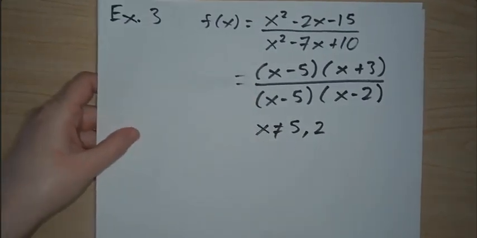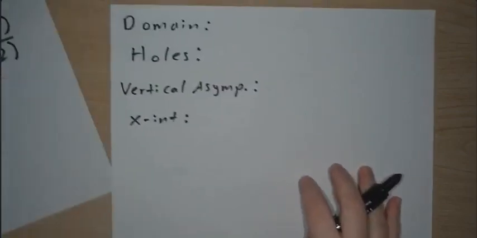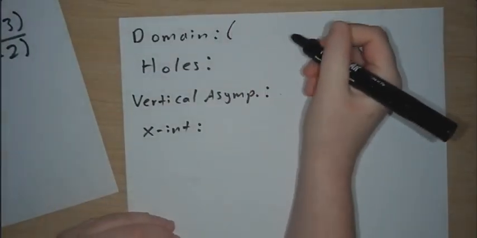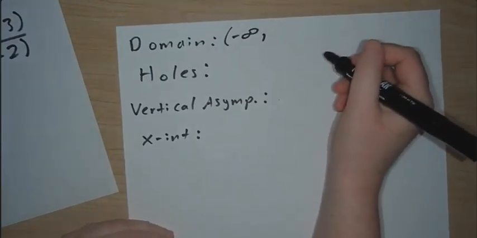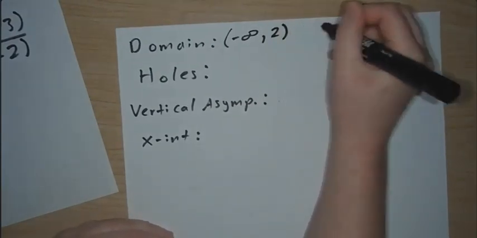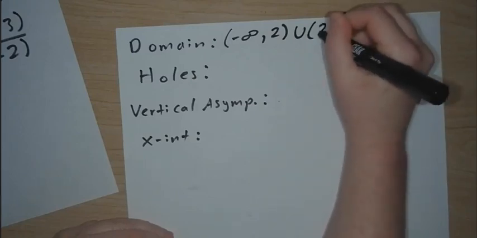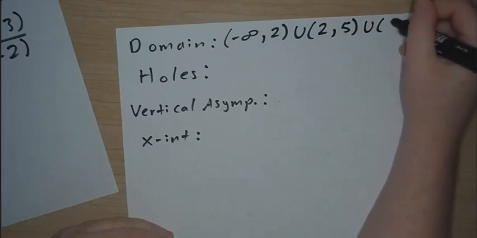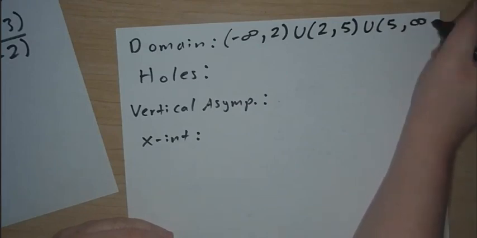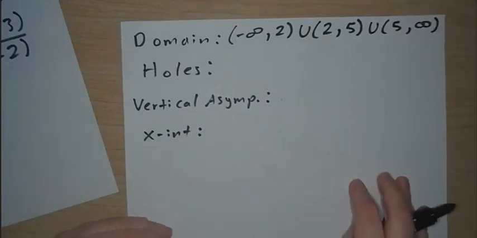So we could write our domain like that, or we could write it in terms of what it does include. We can have x values from negative infinity to 2, and from 2 to 5, and from 5 to infinity, not including 2 and 5.